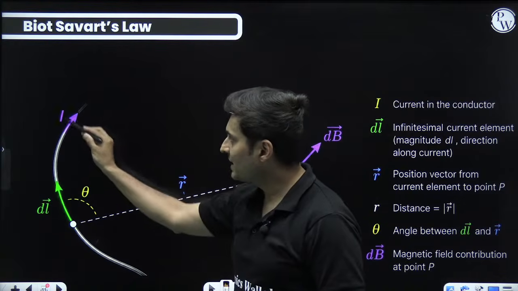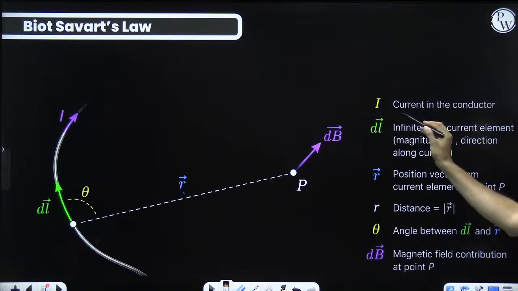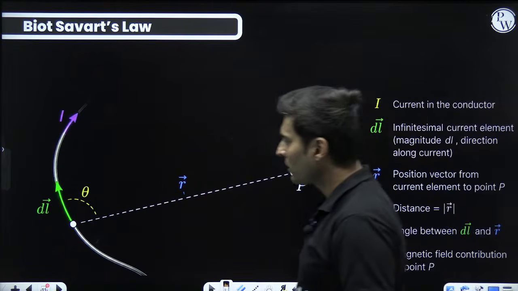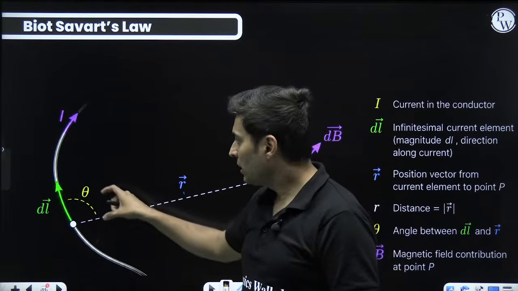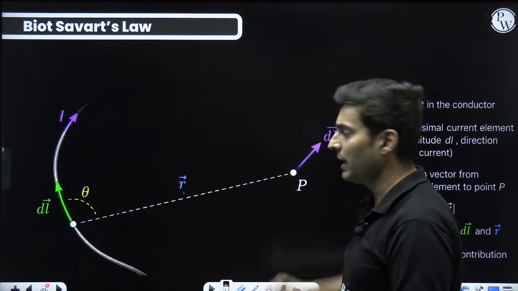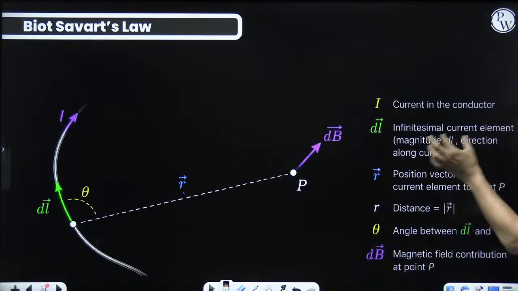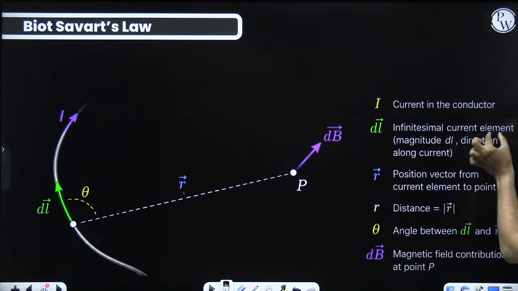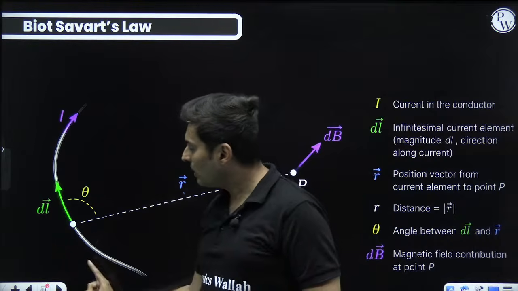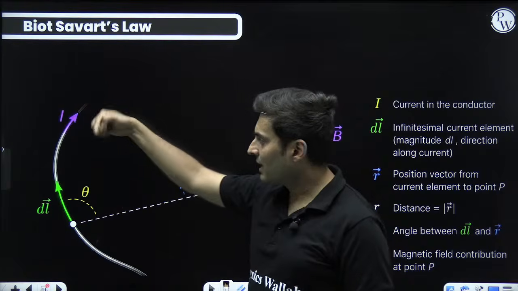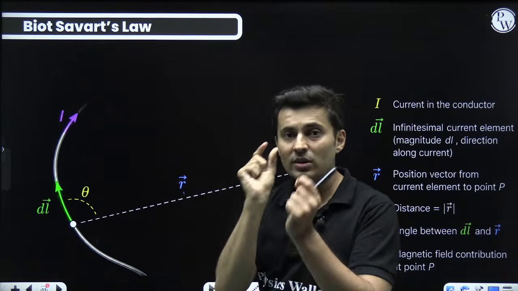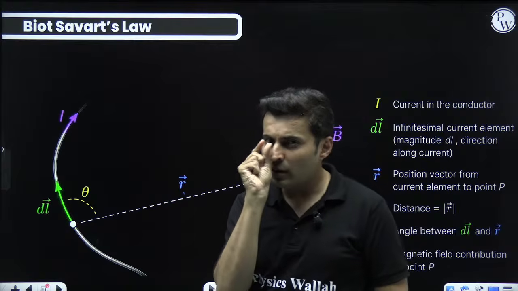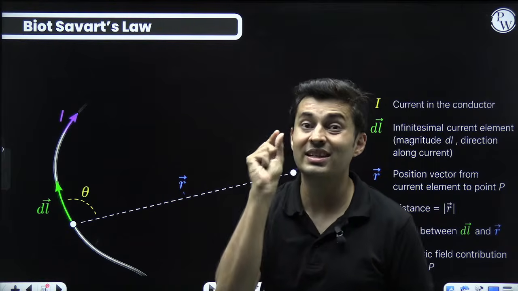There is a wire which is carrying some current I. So I is the current which is flowing in the conductor. dl is the small part of the wire whose contribution you are trying to find. It is an infinitesimal current element, and the length is always taken in the direction of the current. If the current flips, then the vector dl will also flip. For that moment, it will be a small line segment because it is dl.